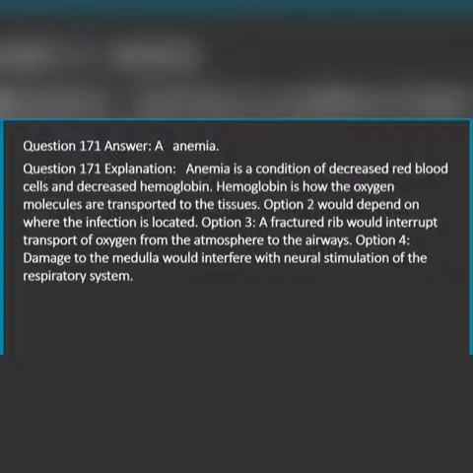Hemoglobin is how the oxygen molecules are transported to the tissues. Option 2 would depend on where the infection is located. Option 3, a fractured rib would interrupt transport of oxygen from the atmosphere to the airways. Option 4, damage to the medulla would interfere with neural stimulation of the respiratory system.